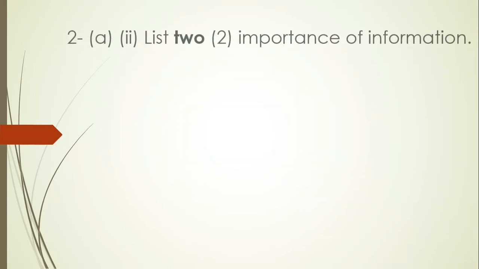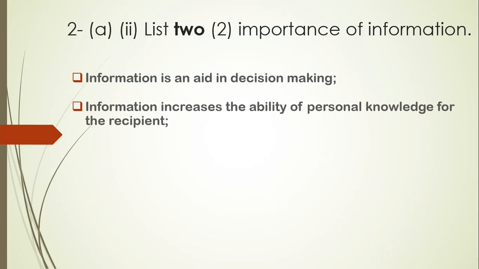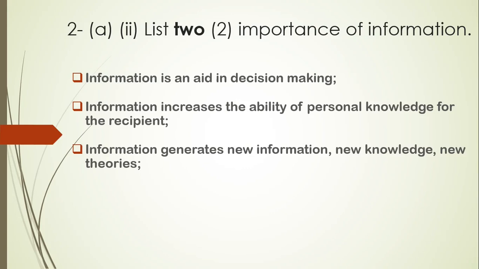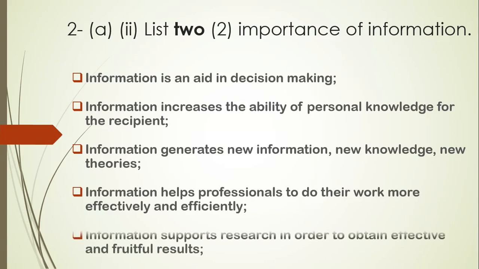That is 2AII. List two importances of information. The first one that you want to talk about is information is an aid in decision making. So information helps in decision making. Information increases the ability of personal knowledge for the recipient. So if you have information, then you are learning something on your own. So information generates new information, new knowledge, and new theories. Another point, information helps professionals to do their work more effectively and efficiently. Information supports research in order to obtain effective and fruitful results.